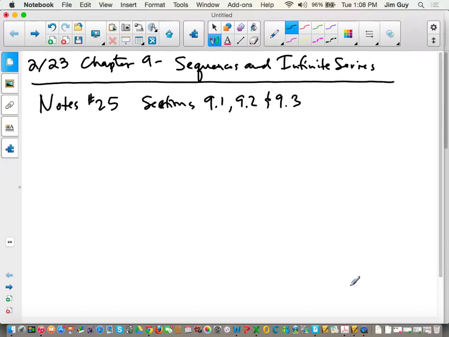So, Chapter 9, Sequences and Series. The very first question that we need to ask is, what is the difference between a sequence and a series? What is the difference between a sequence and a series? Don't feel bad if you don't know the answer, but let's see if we get any good tries out there. You've studied them, right?